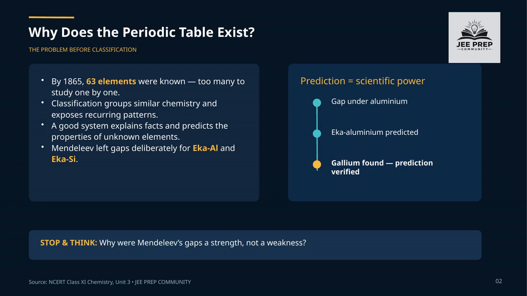The s block contains groups 1 and 2 and has ns1 or ns2 configurations. These elements are mostly reactive metals. The p block contains groups 13 through 18 and includes metals, metalloids, non-metals, and noble gases. The d block contains groups 3 through 12 and has a differentiating electron in the (n-1)d subshell. It is the transition region with variable oxidation states and often colored ions.